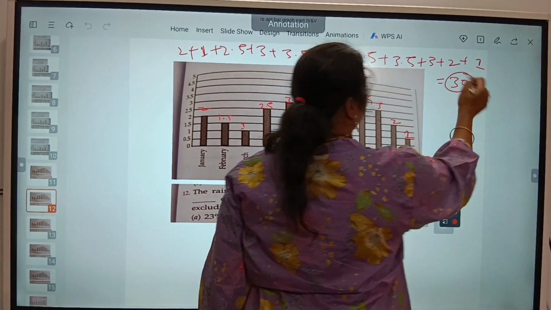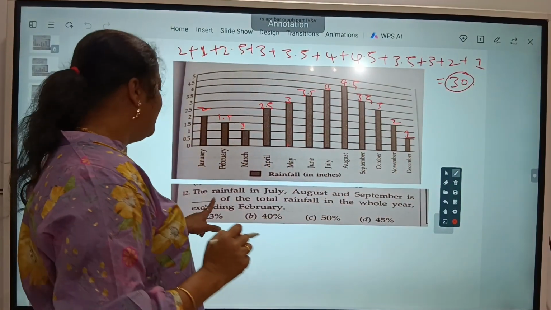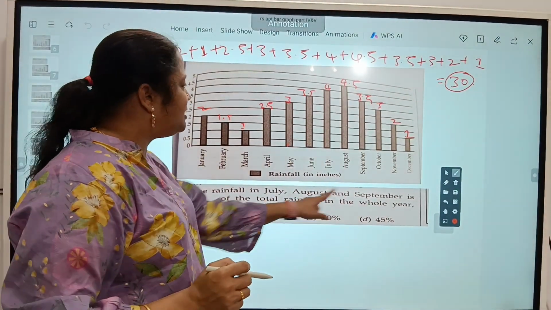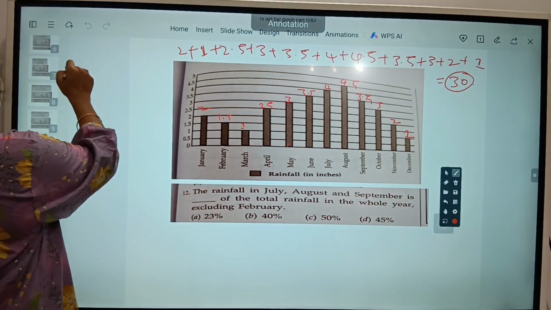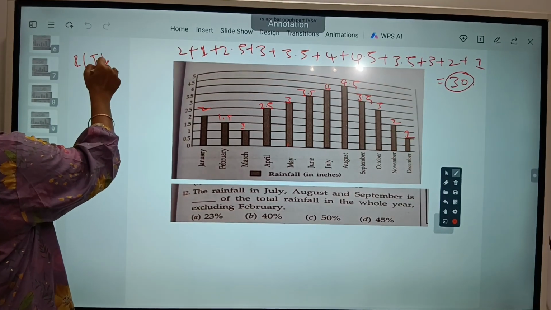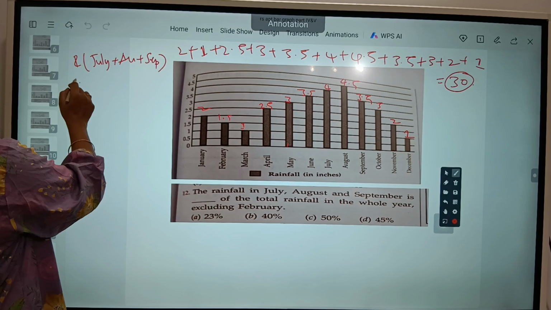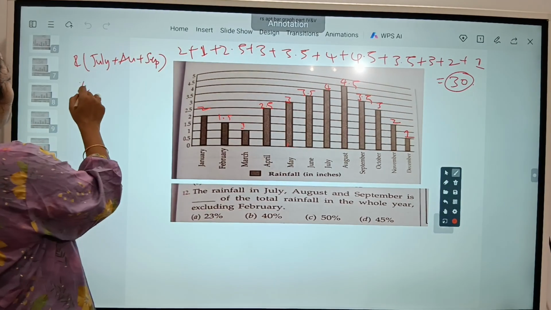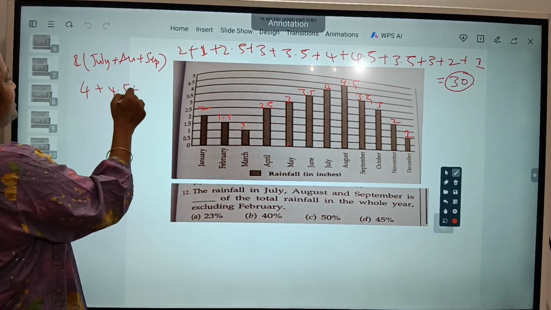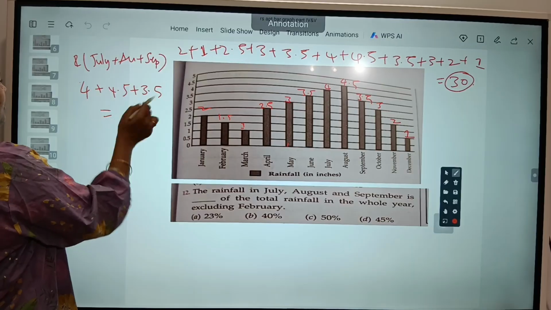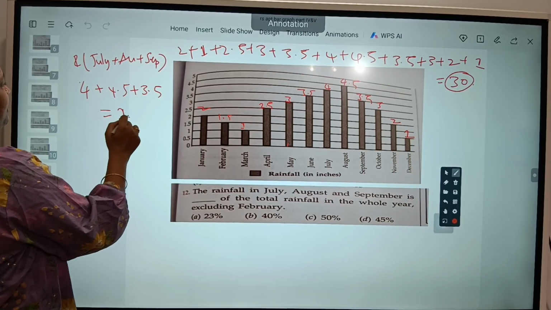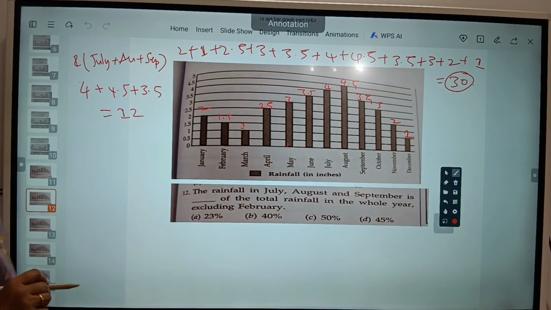it will come to 30. So what we have to do, the rainfall in July, August, September. We have to sum up rainfall in July plus August plus September. So it will come to 4 plus 4.5 plus 3.5. It is nothing but 12.